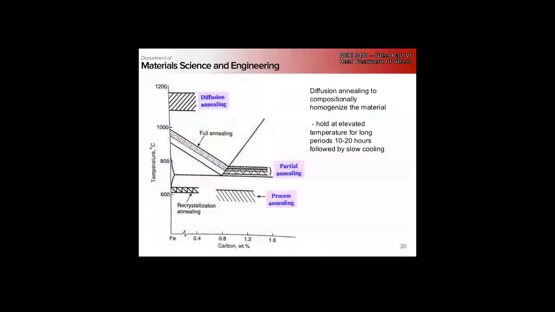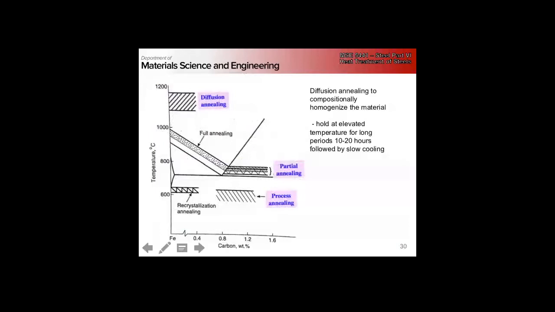Spheroidization heat treatments are usually just so that I have a block of metal, and I need to be able to machine it into my final shape. Trying to machine it in the purely pearlitic state, it's too hard, right? Too difficult.